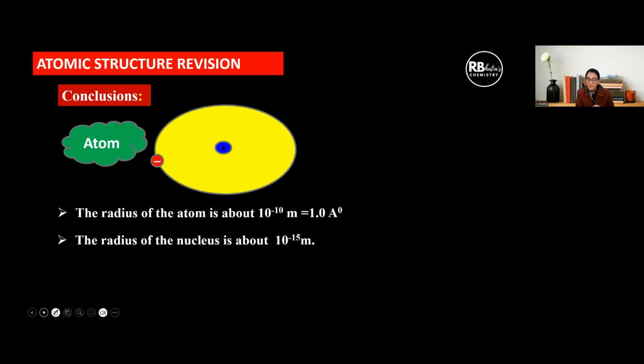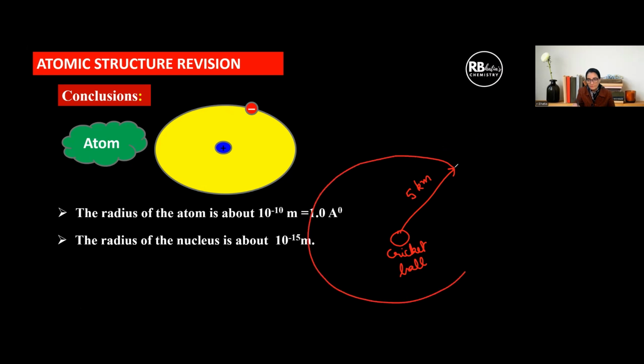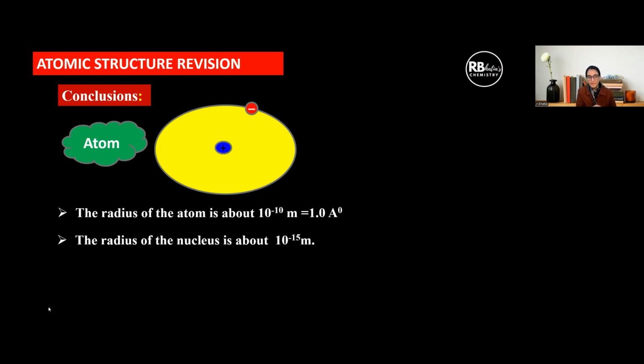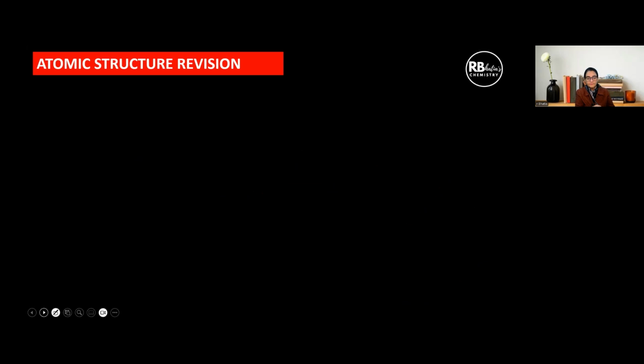The radius of the atom is about 10 to the power minus 10 meter, which is 1 angstrom, and the radius of the nucleus is about 10 to the power minus 15 meter. Just to get an understanding of this, your NCERT explains that if you consider a cricket ball to be the nucleus, then a radius of 5 kilometer, if chosen and a circle is drawn, represents an atom. So you can visualize that the radius of the atom is about 10 to the power 5 times that of the radius of the nucleus. This is just for you to visualize that we have a very, very small positively charged center, a lot of empty space, and electrons revolving around the nucleus.